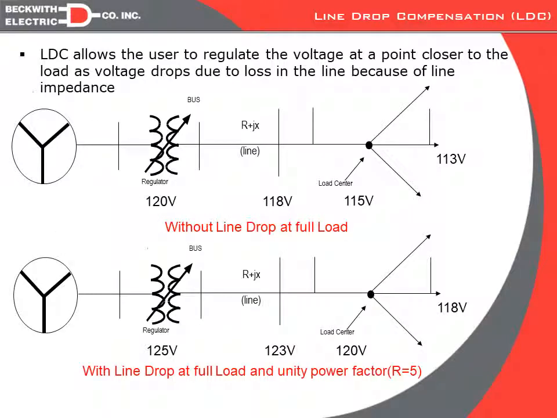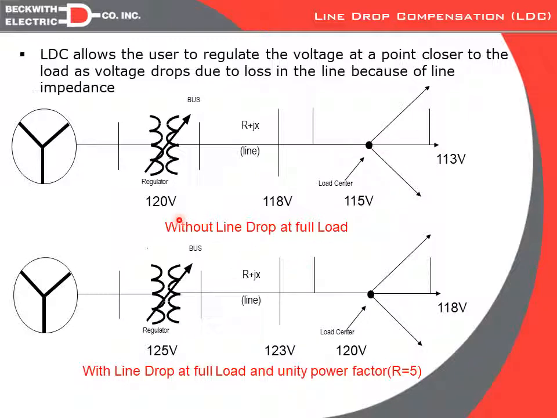So, for instance, in this example, if we assume that the load center is here, then the impedance we're looking at for our calculation is this impedance. This is the point we want to regulate. So our regulators are on the bus, but we really want not this voltage to be 120, but the voltage at this point to be 120. So the impedance we're going to use is this impedance here, from the load side of the regulator to the load center. We're not concerned with this impedance here past our load center.